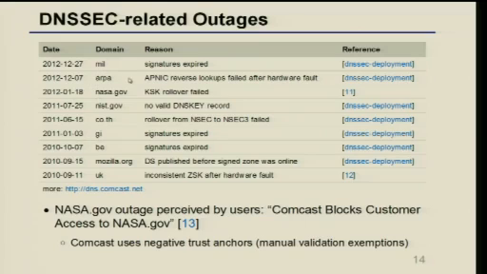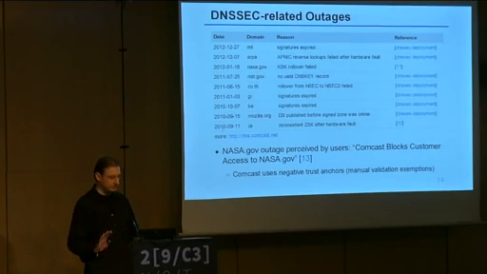Then APNIC, which is responsible for assigning IP address blocks and also for the reverse lookups, had a similar problem. The reverse lookups for several IP blocks were down after a hardware fault, and then some software failure occurred. So in the end, the DNSSEC signatures could not be validated. Only reverse lookup, so probably not that dramatic.